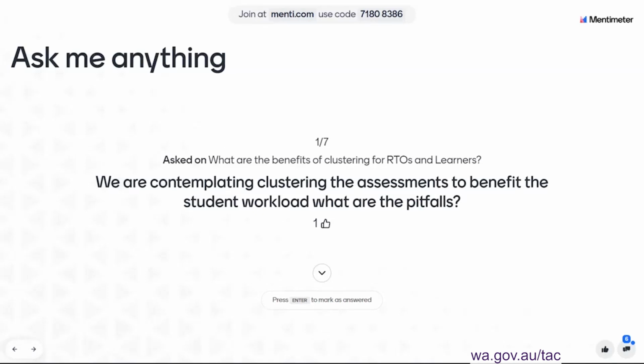Sometimes what you will find is that students might be able to meet the requirements for 2 or 3 units in the cluster, but not all of them. So that unpicking is really something you have to manage very well.